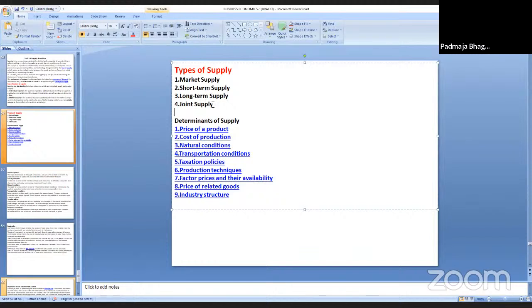Understood? Next is the determinants of supply. The determinants of supply are the price of a product, cost of production, natural conditions, transportation conditions, taxation policy, production techniques, factor prices and their availability, price of related goods, and industry structure.